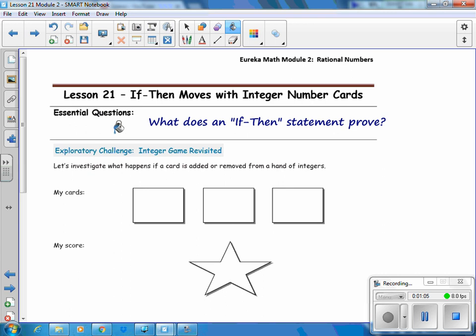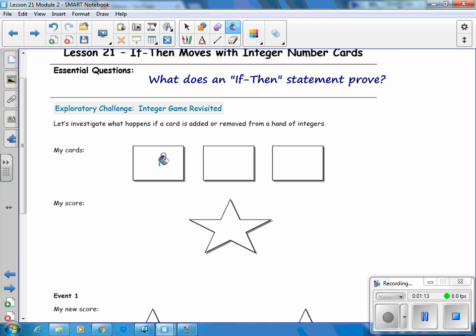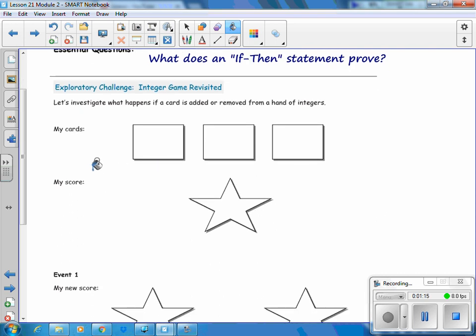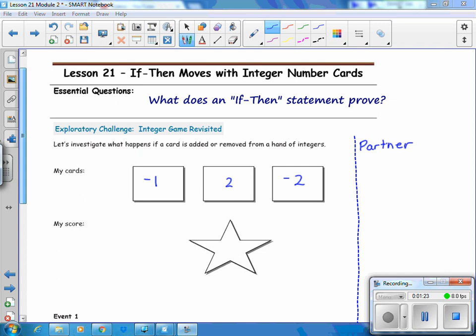The essential question for this lesson is, what does an if-then statement prove? Let's investigate what happens if a card is added or removed from a hand of integers. So we're going to start out with 3 cards, and then you figure out your score. Your 3 cards are -1, 2, and -2. Your partner also gets 3 cards, and your partner's cards are 0, 1, and -2.